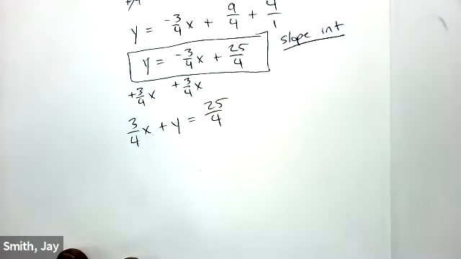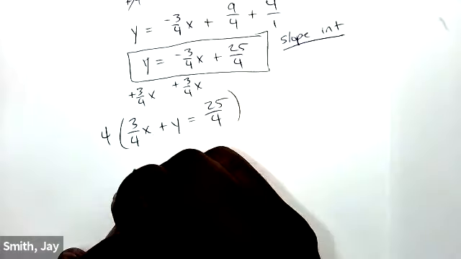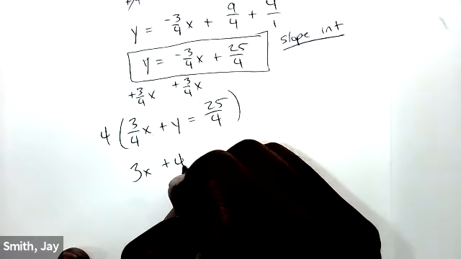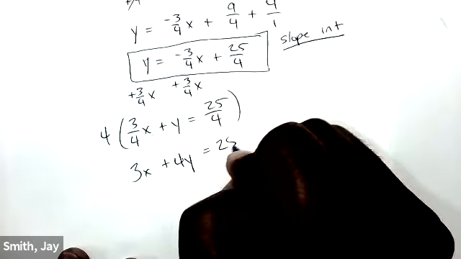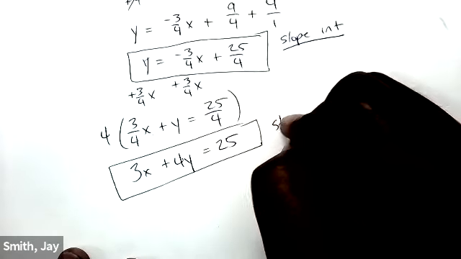And in standard form, we don't want any fractions. So the easy way to handle that is to multiply everything in the equation by 4 on my denominator. So I'll have 3x plus 4y is equal to 25. And this is an equation of the tangent line in standard form.